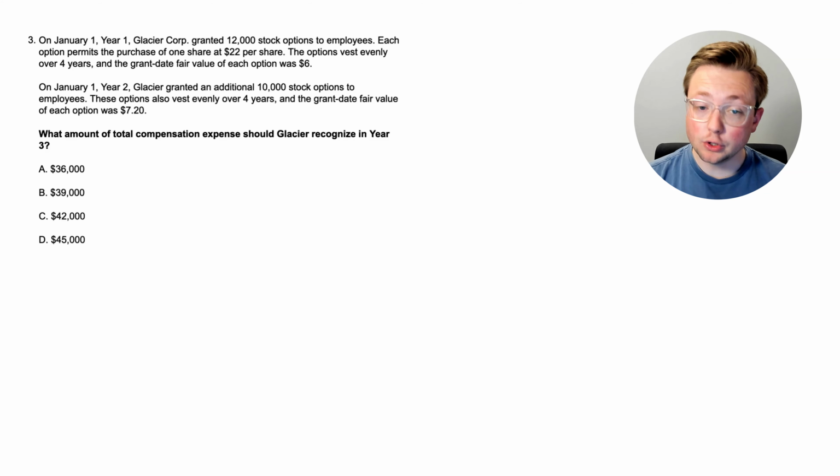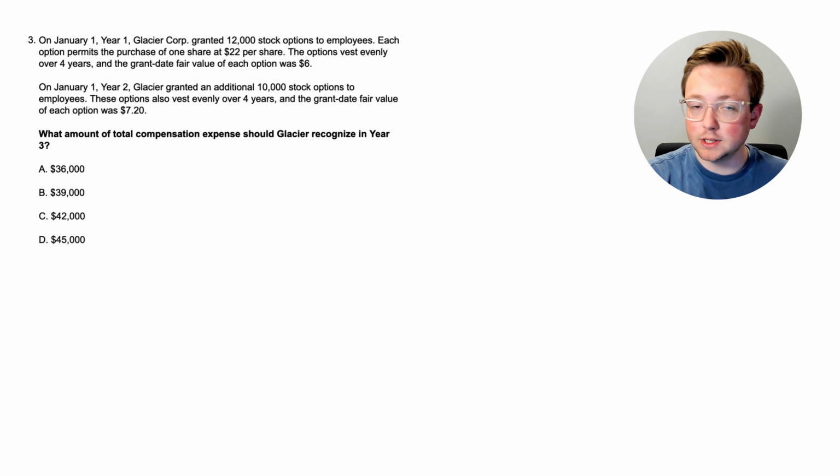On January 1st, year 2, Glacier granted an additional 10,000 stock options to employees. These options also vest evenly over 4 years, and the grant date fair value of each option was $7.20. So again, what's the total compensation expense that they're going to recognize in year 3? Pause the video, think about this. We've learned how to do this already. You just have 2 stock options that you're dealing with in this case, but it's really not too difficult.